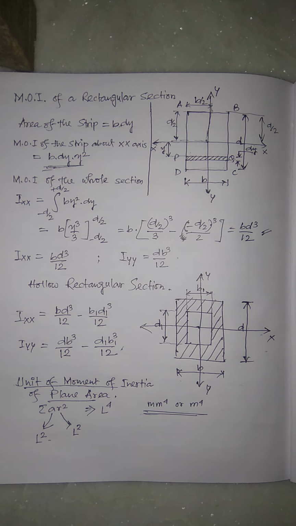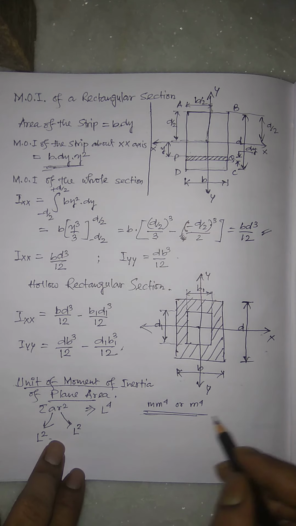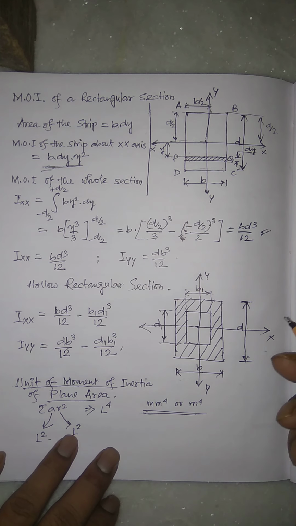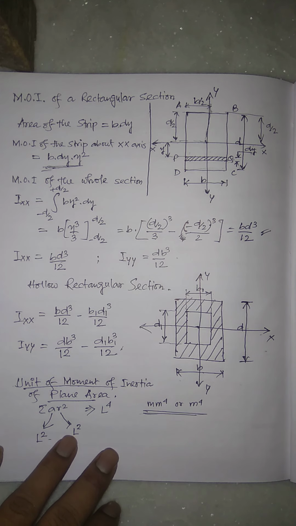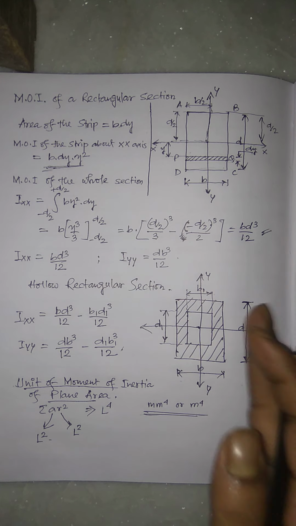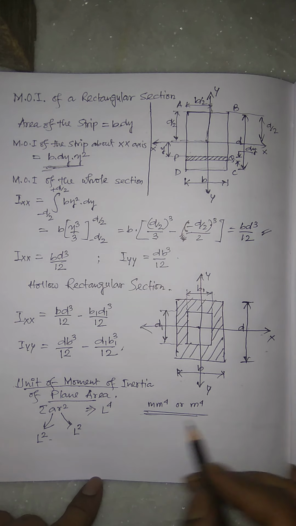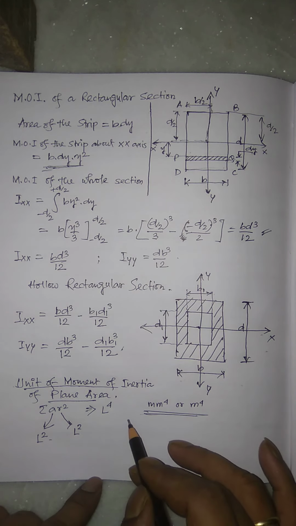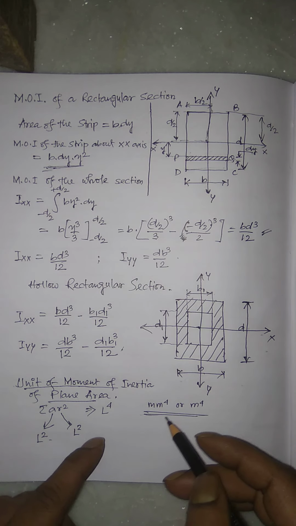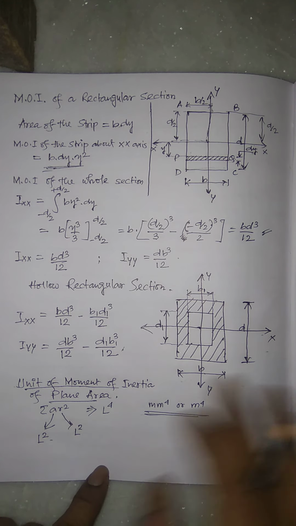Please be cautious about the units given in your problem. Some may be in meters, some in millimeters. So first change all the units to either millimeter or meter, then calculate, and the final unit of the moment of inertia should be millimeter to the power 4 or meter to the power 4. If the value in millimeter to the power 4 is high, you can convert it to meter to the power 4, and it's very simple.